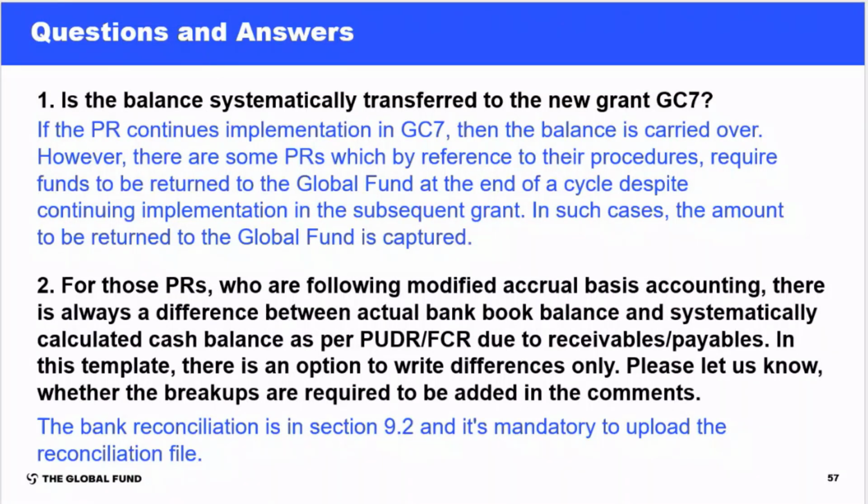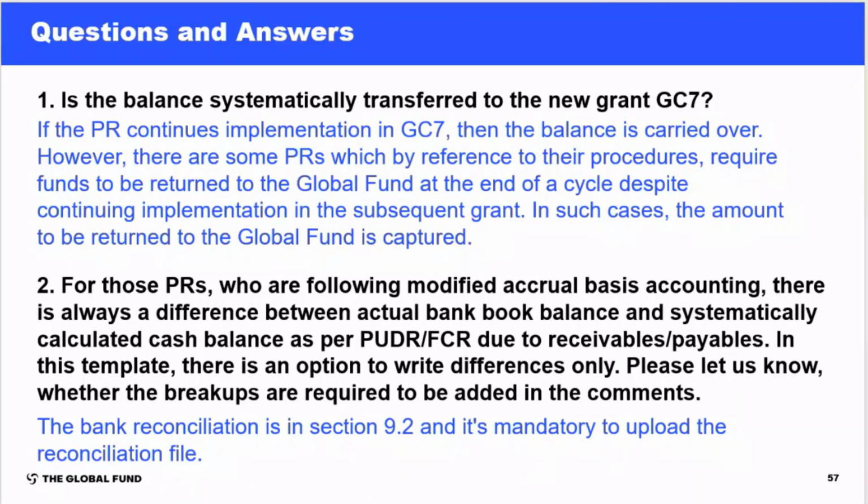And then next question. For those who are following modified accrual accounting, there's always a difference between the bank and the calculated cash balance. I suppose you mean 5.1 in the cash reconciliation. So in our template, you will see that we have section 9, specifically 9.2, where we request the PR to provide a bank reconciliation exactly for these cases, and also for commingled accounts and other issues. So you need to enter the bank reconciliation figure there and attach the justification file to this report.